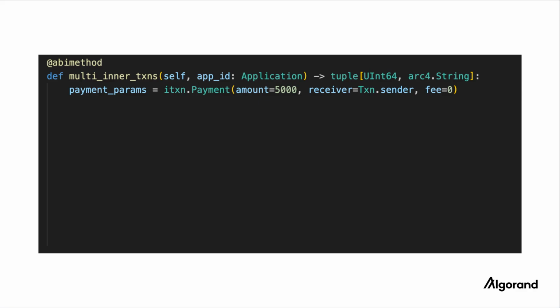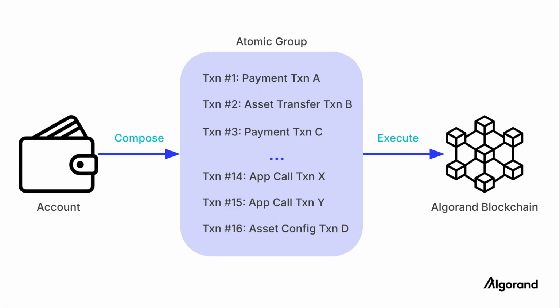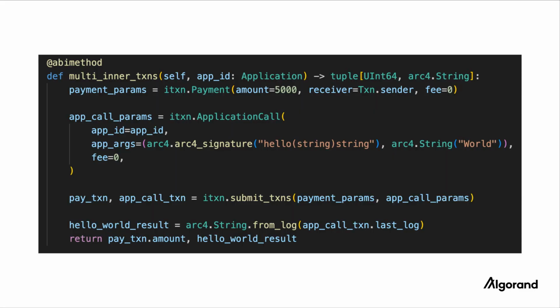Inner transactions are so powerful that you can submit not just one, but multiple inner transactions at the same time using atomic transfers. Atomic transfers is a layer 1 feature on Algorand that allows you to group up to 16 transactions and execute them simultaneously. So you can also group up to 16 inner transactions within a smart contract. Let's look at this contract method as an example.